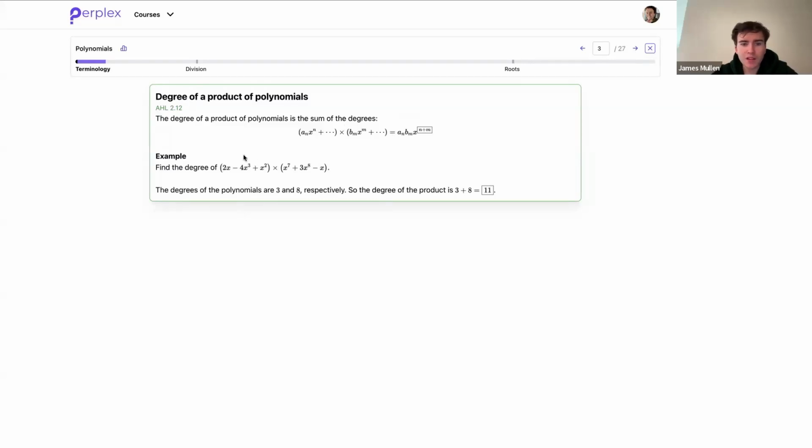So let's say I have 2x minus 4x cubed plus x squared, and I multiply that by x to the 7 plus 3x to the 8 minus x. Okay, when I do that, I have a degree of 3 here and a degree of 4 here, so I add those together and I get 1. A degree of 3, a degree of 8. Sorry, I don't know why I said 4. Okay.